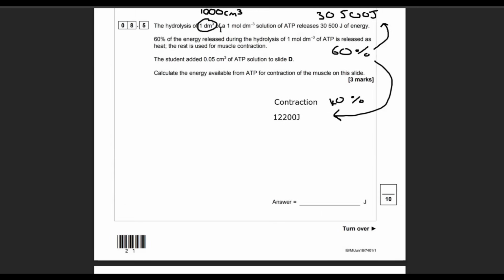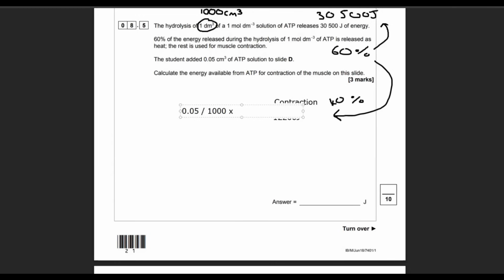And I think if you put that there, you might get yourself one of the 3 marks. Now, I want to know how much energy that is for 1,000 centimeters cubed. So how much energy will 0.05 do? There's a number of ways to do it. So you could do 0.05 divided by 1,000 times the 40% of the energy of 1 mole.